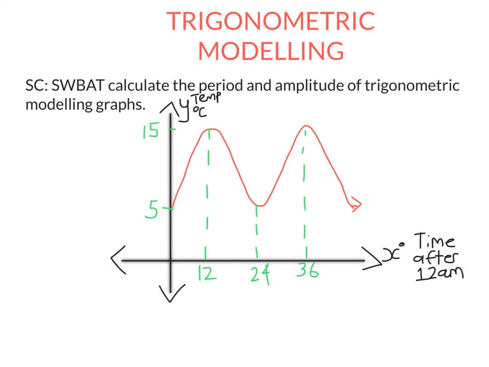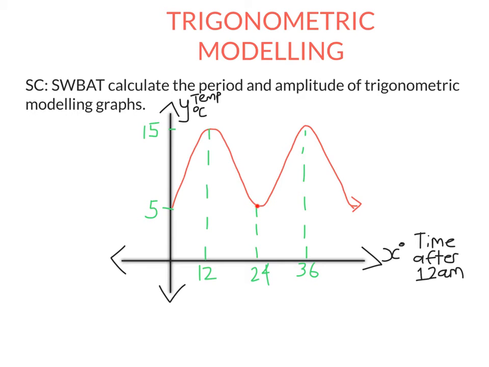Looking at the graph here, what we have is temperature in some city, doesn't matter where, that oscillates between 5 degrees and 15 degrees, the minimum and the maximum. I've let the x-axis be the time after 12 a.m. So in this city, the temperature starts at a minimum. That's 12 a.m., the minimum is 5 degrees. Temperature rises, it reaches its maximum of 15 degrees 12 hours later, so at 12 p.m.